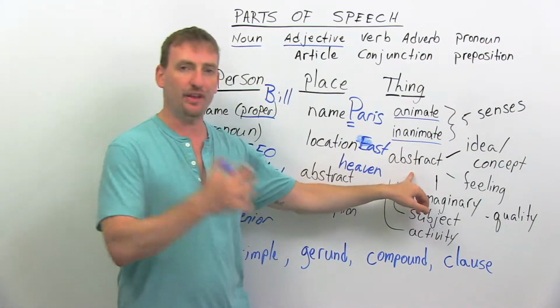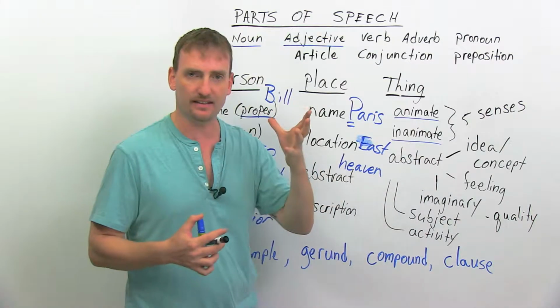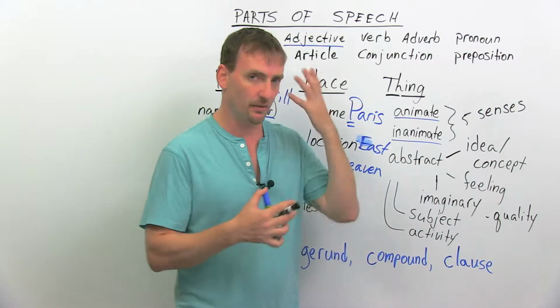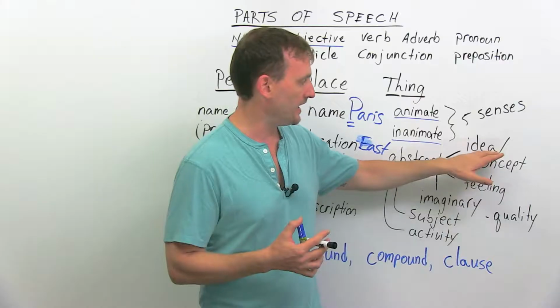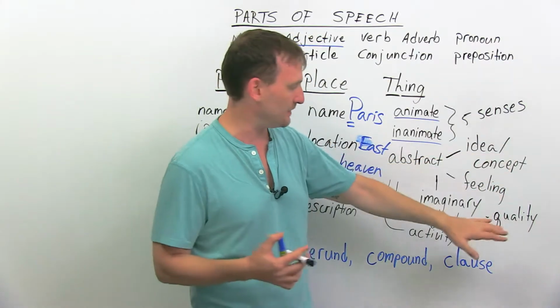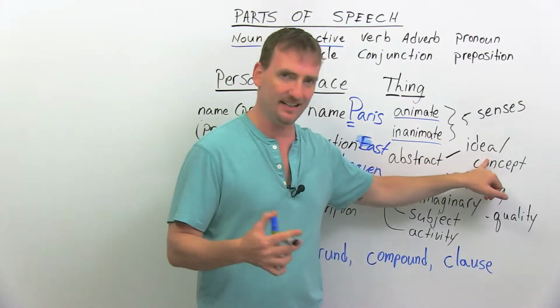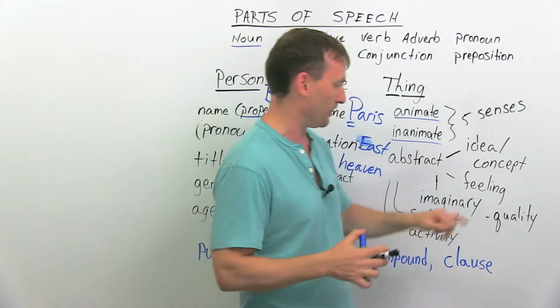But there are many things that are abstract, okay? They're not accessible to the five senses. They're more in the mind. They're ideas and concepts, okay? So happiness is an idea, but it's also a feeling. So all of these things are technically ideas, and then the ideas can break down into further categories.